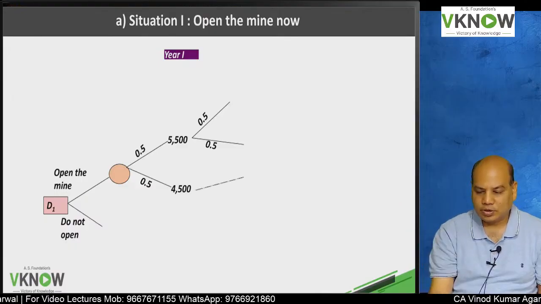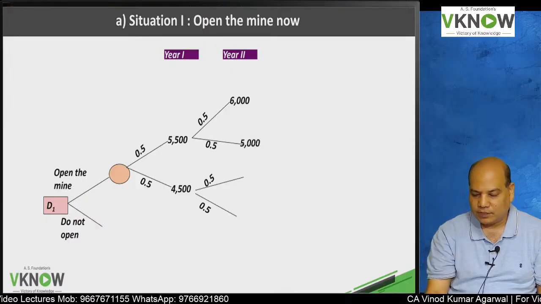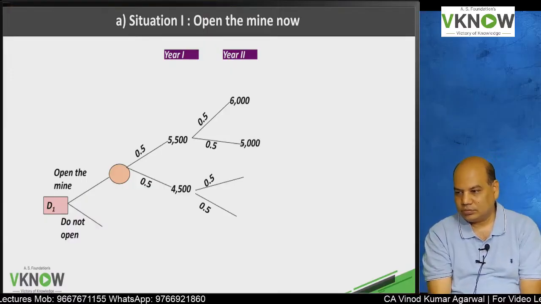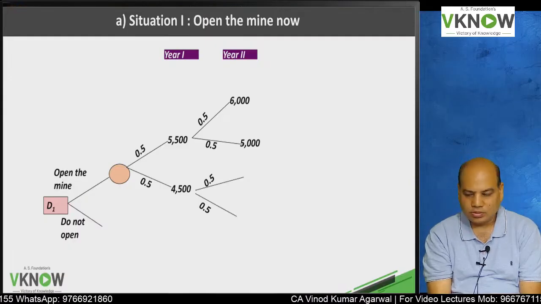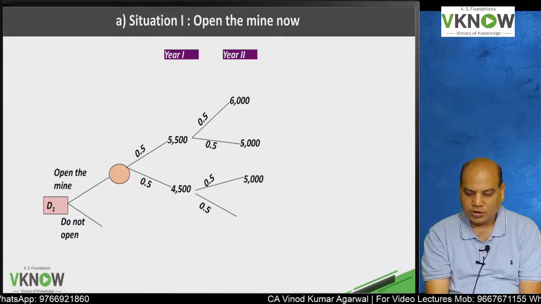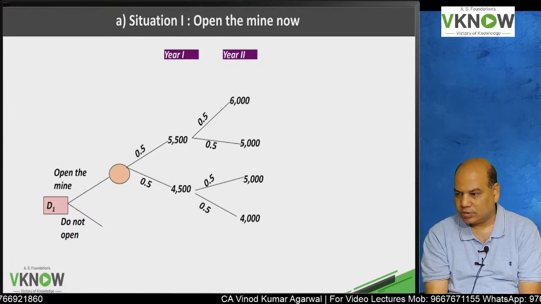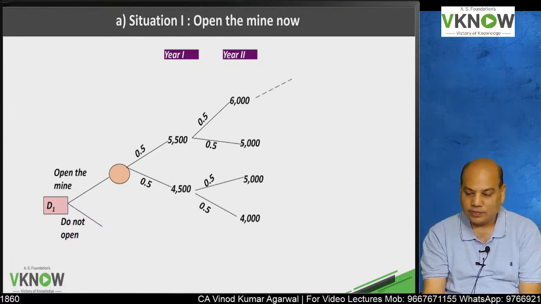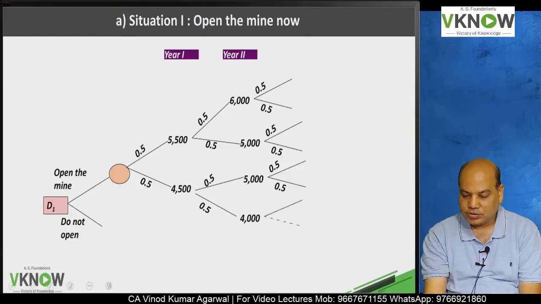If the price is 5500 at the beginning, then next year from there again there are 2 possibilities. The price can either increase by 500 or decrease by 500. So in year 2, the price depends on the year 1 price. If year 1 is 5500, year 2 can be 6000 or 5000. If it is 4500, it can be 5000 or 4000. Got it? Year 2. But to make your life more difficult, they have given a 3-year problem. So in the 3rd year also, the prices would depend on the year 2 price.